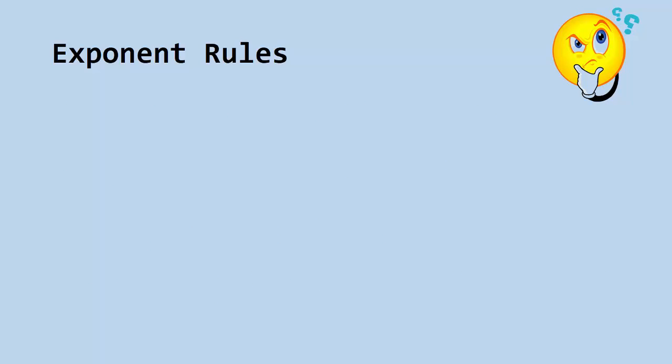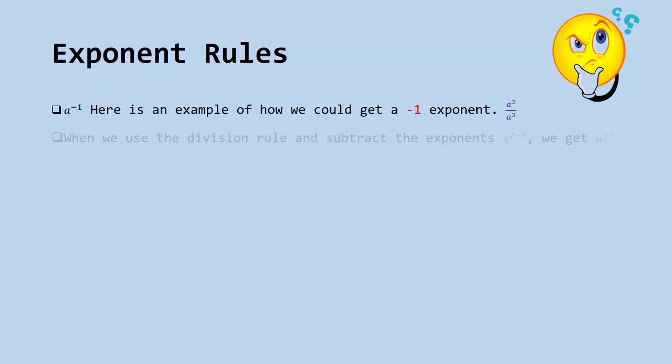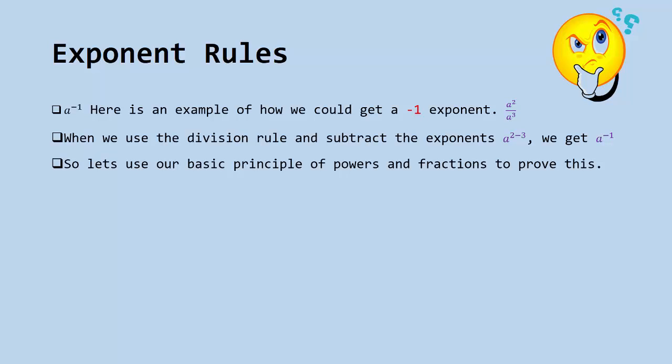Let's continue with the exponent rules. Now we're going to talk about negative exponents. So let's example a to the negative 1. Here is an example of how we could get a negative 1 exponent. A squared divided by a cubed. When we use the division rule and subtract the exponents, we get a to the 2 minus 3, and so we get a to the negative 1. Now let's continue to look at that from the basic principles of powers and fractions, and we're going to prove this.